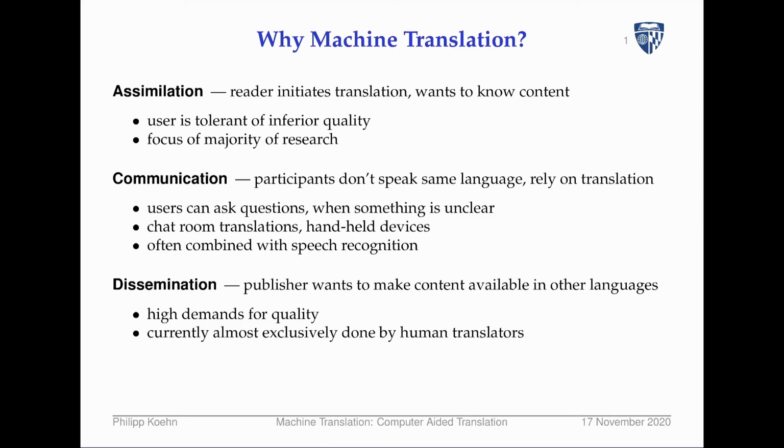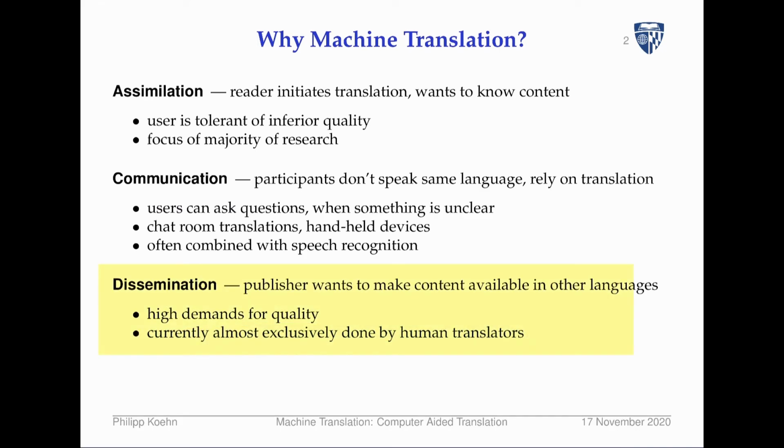And then finally, there's dissemination. So this is when a publisher wants to make content available in other languages. Here, the reader of that material is not aware that this is translated, maybe even. I think it's written for him in his language. And of course, there's high demands for quality. So if you get a refrigerator manual and all the text is clumsy English or whatever, and it doesn't make any sense, you're probably a bit upset about that. So this is work that is currently almost exclusively done by human translators.